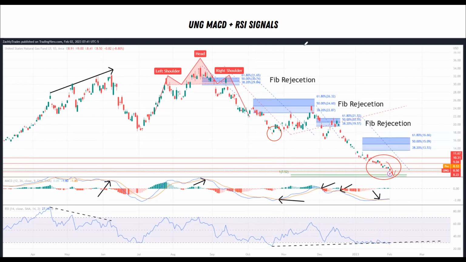Now, the support levels that we had on UNG in the last video were 9.04, 8.50, and 8.22. We're definitely testing those levels right now. We're going to go into a little bit of a deeper dive, but before we do so, I just want to highlight one more thing.